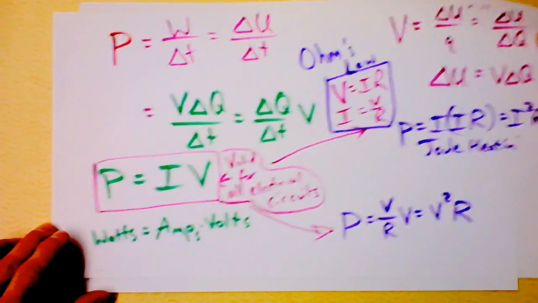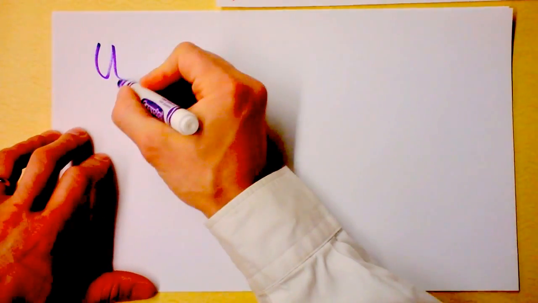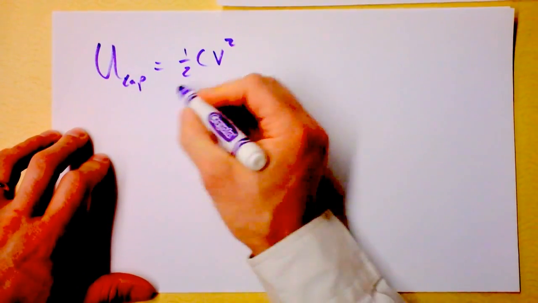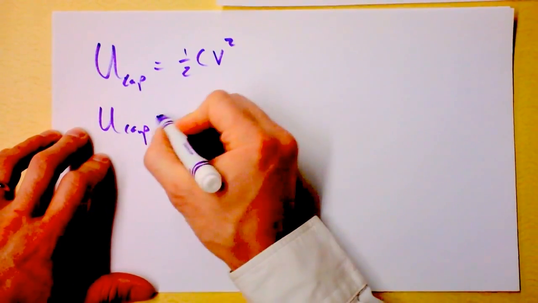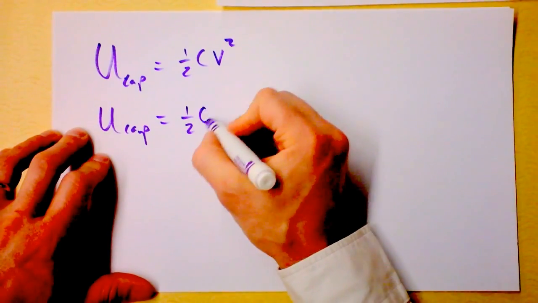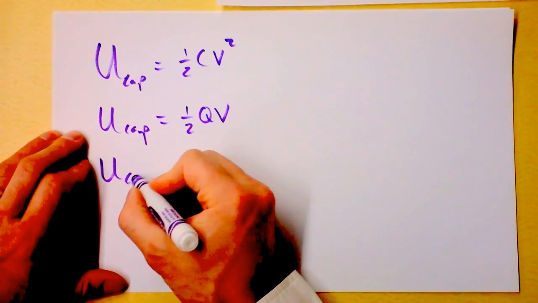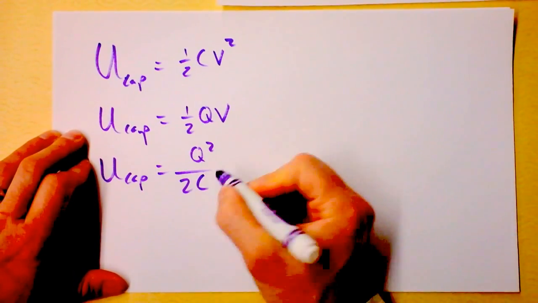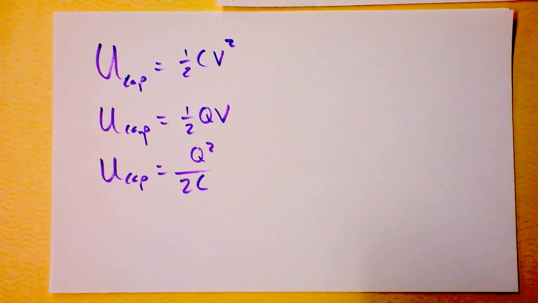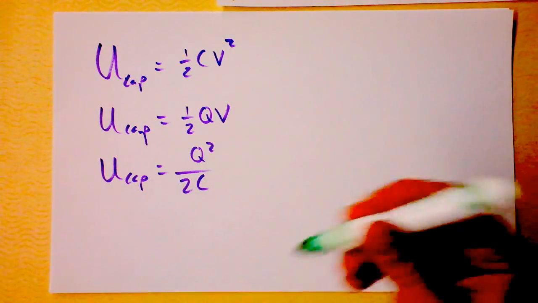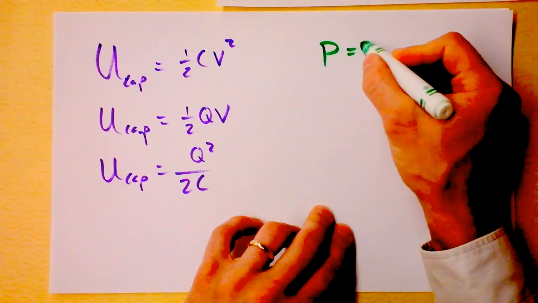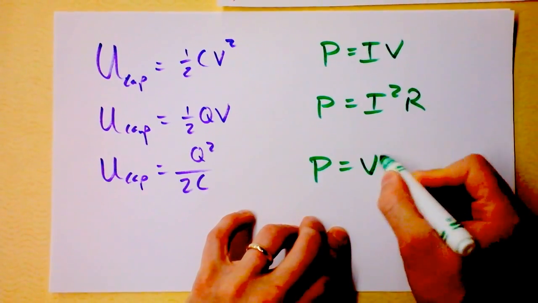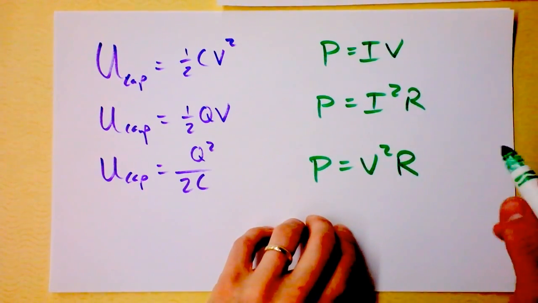So I'm going to write down 3 equations for the energy stored in a capacitor. The energy stored in a capacitor is 1/2 CV squared, and of course the energy stored in a capacitor is 1/2, oh man, wasn't it Q times V? Oh yeah, but the energy stored in a capacitor, well, you know that is just Q squared over 2 times the capacitance of the capacitor. Sure, but look at the similarity between these 3 equations. Power is IV, power is I squared R, and power is V squared times, oh shoot.